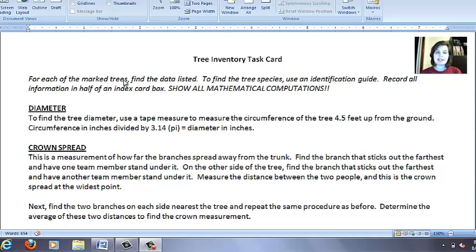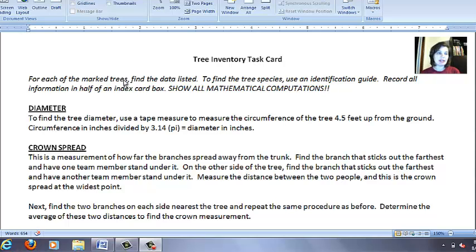This vodcast is going to help introduce you to the tree inventory investigation. I'll go over some of the pieces of this and give you another copy of this in class, but this is just to give you a heads up and make sure that some of those questions you may have, you have plenty of time to think about.